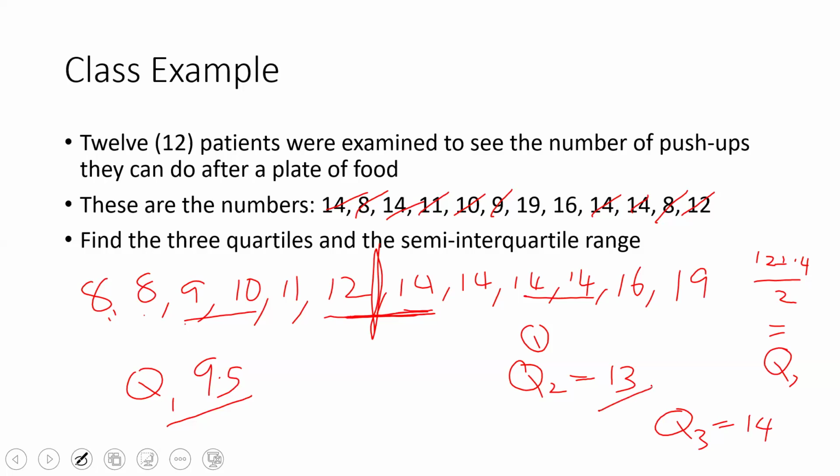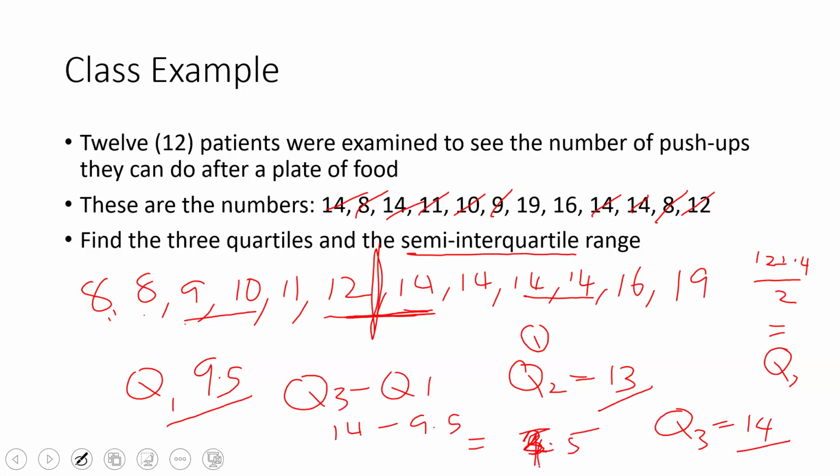So Q1 is 9.5, Q2 is 13, Q3 is 14. As simple as that. It now says find the semi-interquartile range. That's just Q3 minus Q1. That is 14 minus 9.5. And that is going to give us, I think, 5. I think 4.5. Our interquartile range is 4.5.